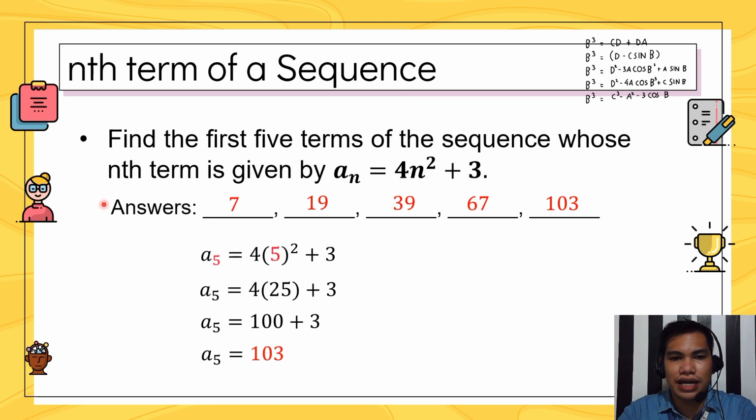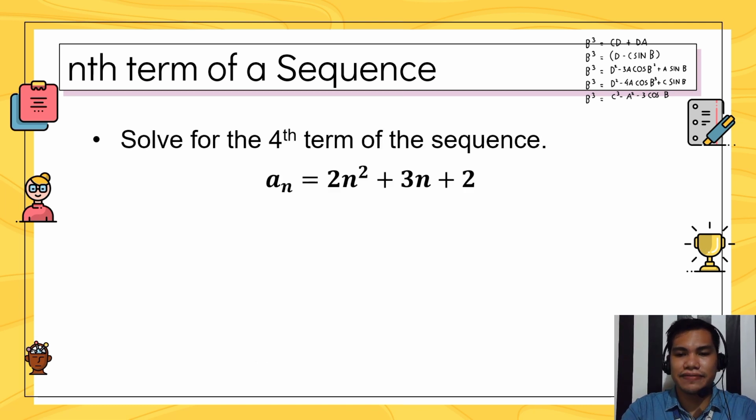Meaning, ang ato ang 5 ka terms nga ginapangayo, the first 5 terms of our sequence are the following: 7, 19, 39, 67, and then 103. Ayan. Simple as that.